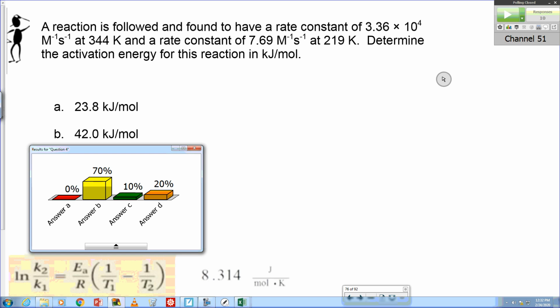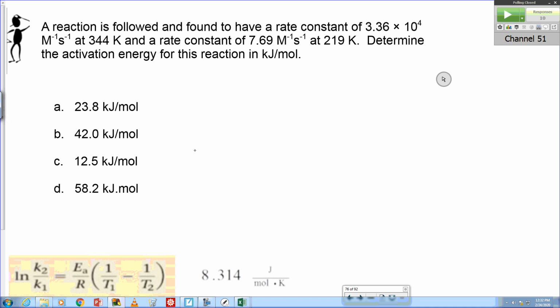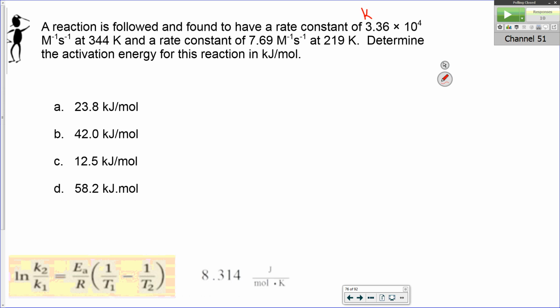So most abundant answer was B, but 30% of you went with something else. So let me set it up and work it right quick. All right. So again, key is making sure you got everything defined and paired up. It doesn't matter who you call 1 or 2. If I call this K2, I would call this T2. That means this would be K1, and this would be T1.